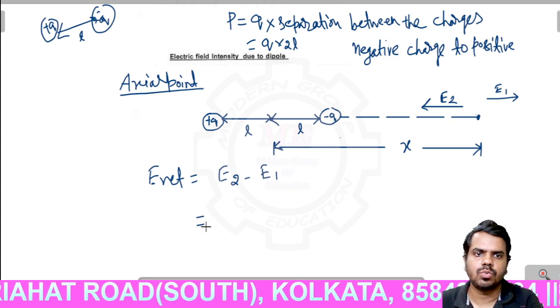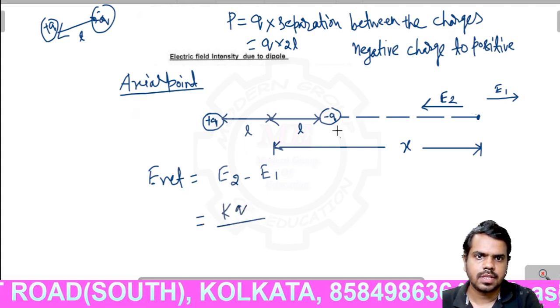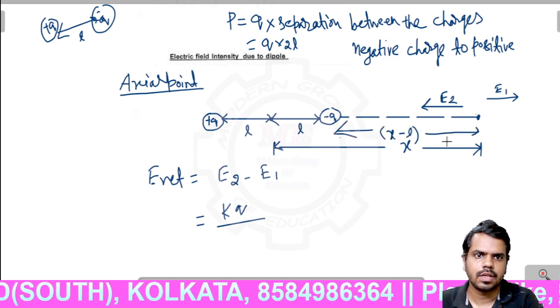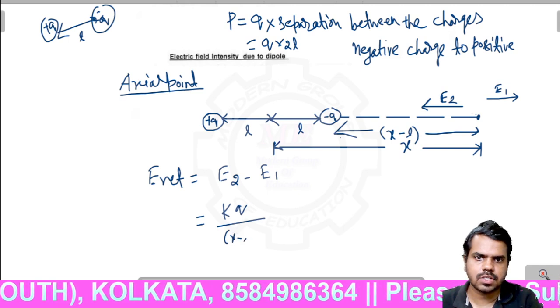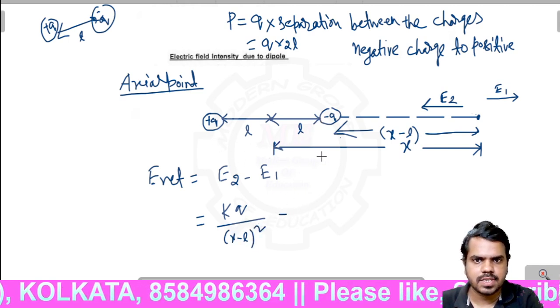Now coming to E2, it means kq by, this length is x minus l, so kq by (x minus l) square, and E1 is kq by (x plus l) square.